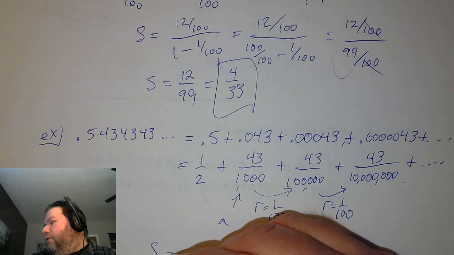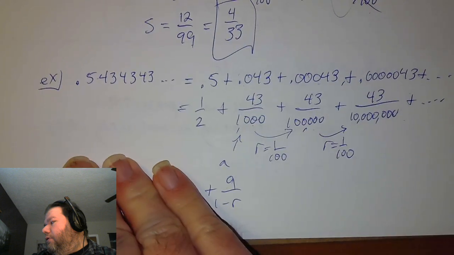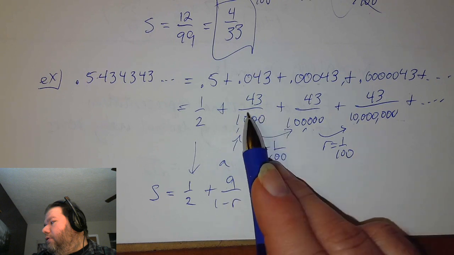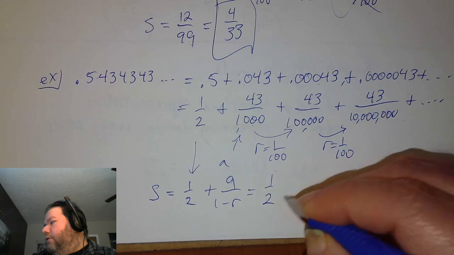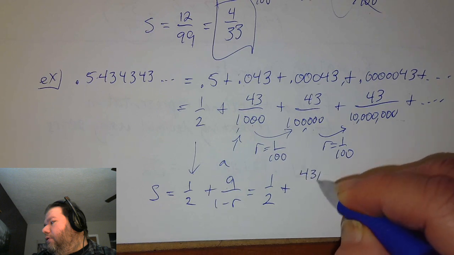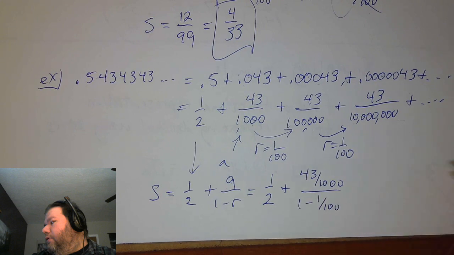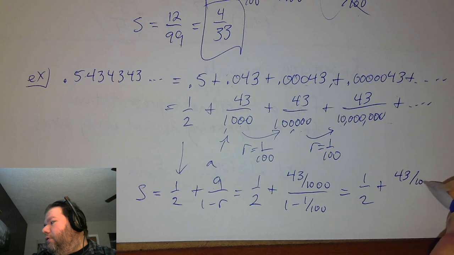So our sum is going to be 1/2 plus a over 1 minus r. So when we create our sum, we don't want to forget the extra 1/2 that we had at the beginning, plus what's actually forming our infinite series, which is the rest of the pattern. A we said was 43 over 1,000 over 1 minus 1 over 100. So you get 1/2. And this would be 43 over 1,000 over 99 over 100.